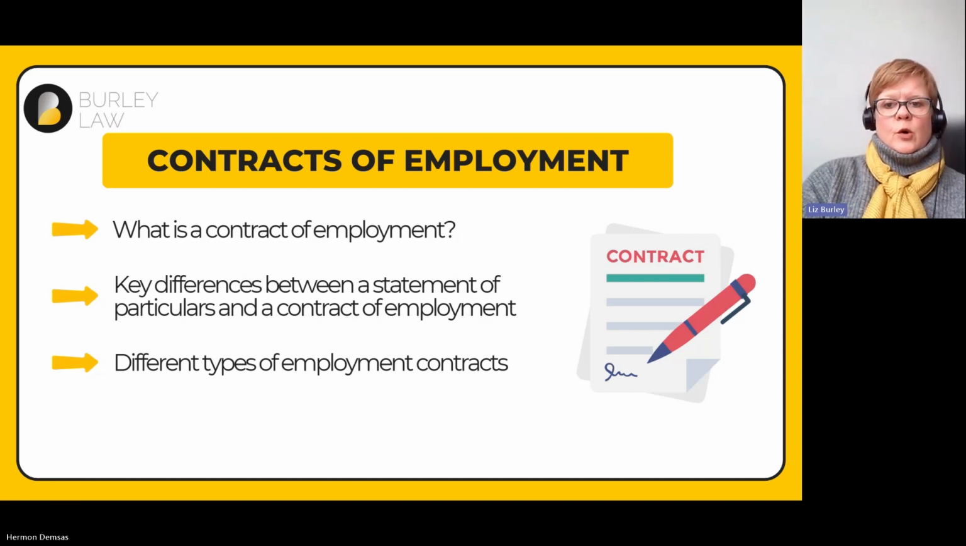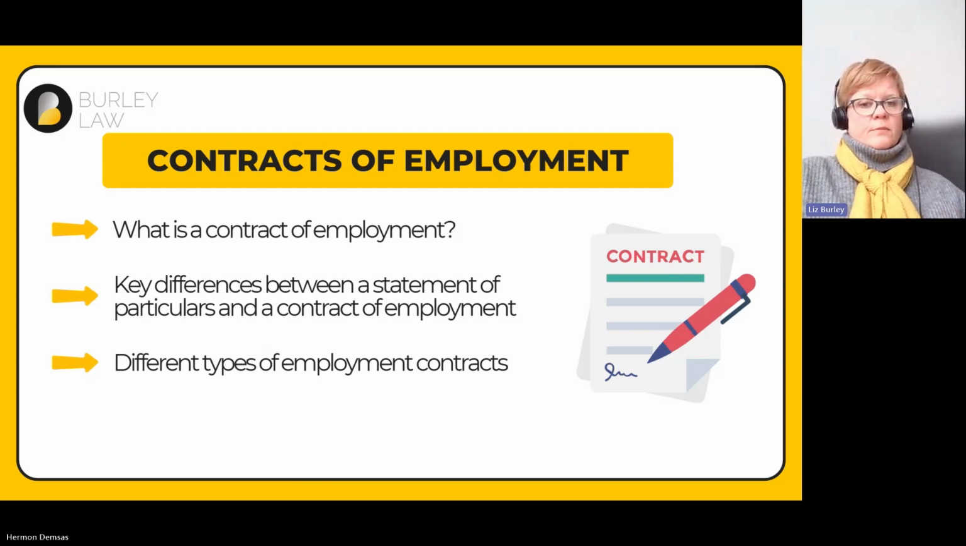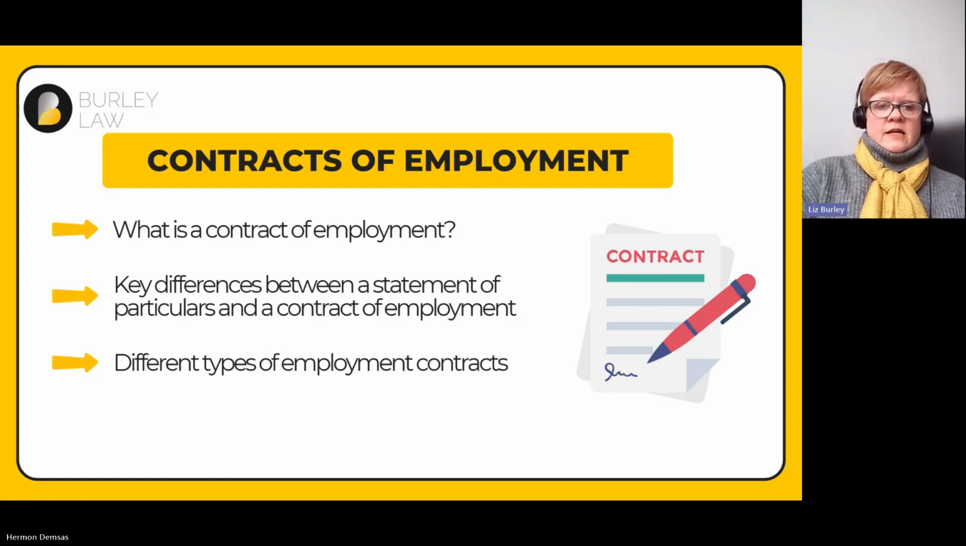Now, what should be in a written statement of particulars? Well, a long list of things. I'll just pick out some of them. Some of the obvious things are the names of the parties, the start date, and if it's for a fixed term, the end date. When continuous employment started, if that's a different date to the start of this particular employment, this job, the title and the description of the job, the rate of pay, method of calculating it, intervals when the worker is paid, weekly, monthly, etc.